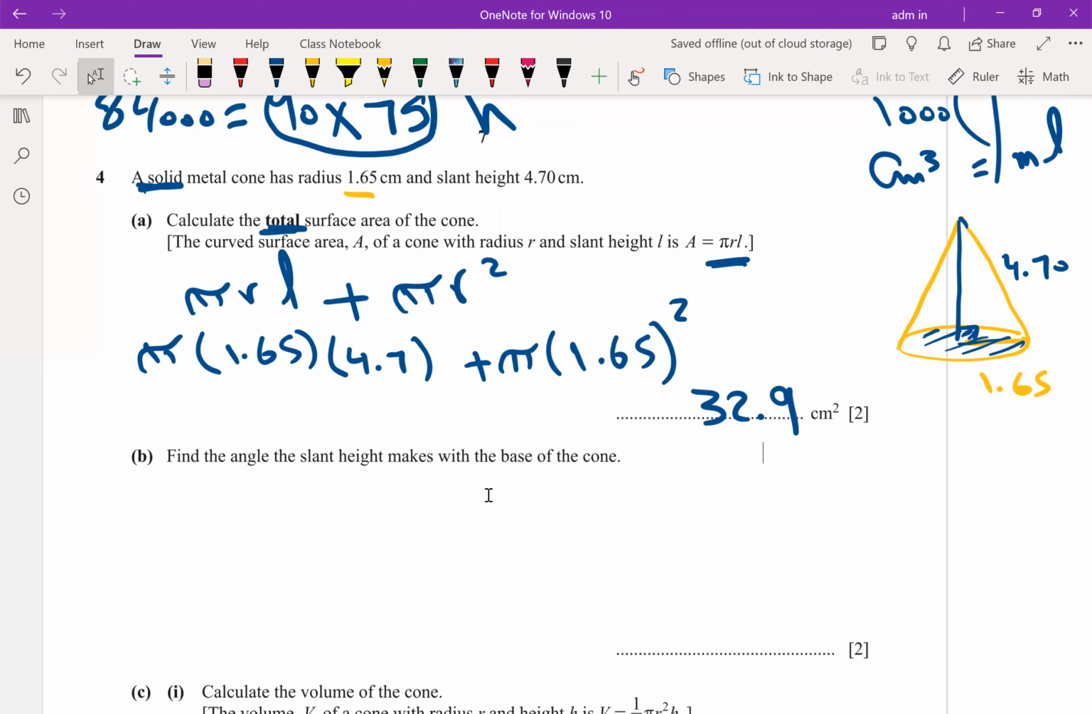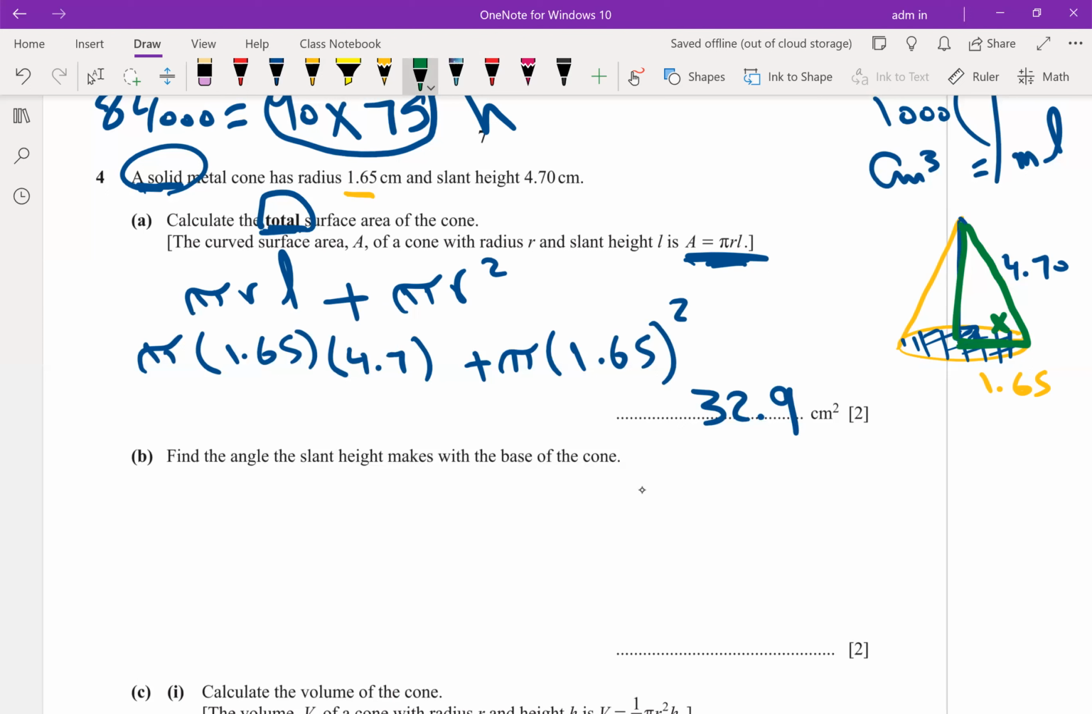The total surface area has 2 parts. The curved, pi RL, is given. Don't forget to add the circle because it's a solid, and it's written here the total. So don't forget to add. This is the final answer. Find the angle that the slant height makes with the base. It's trigonometry. We have a right angled triangle. What is the angle which the slant height makes with the base?